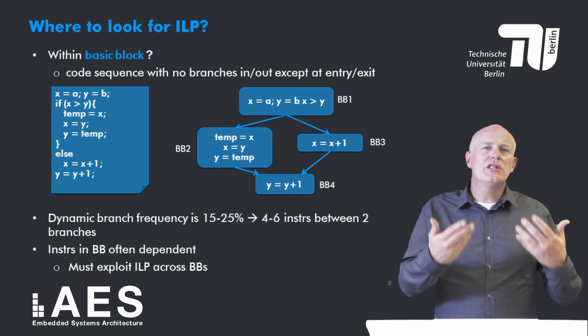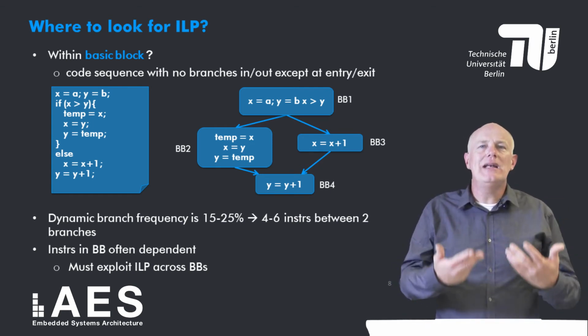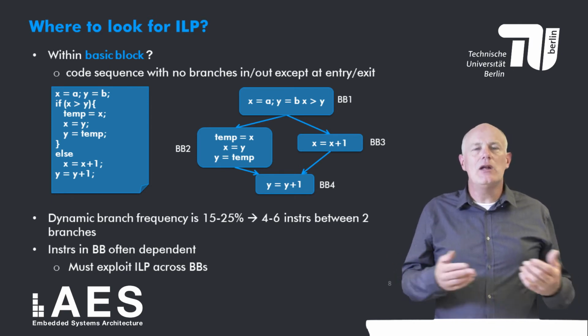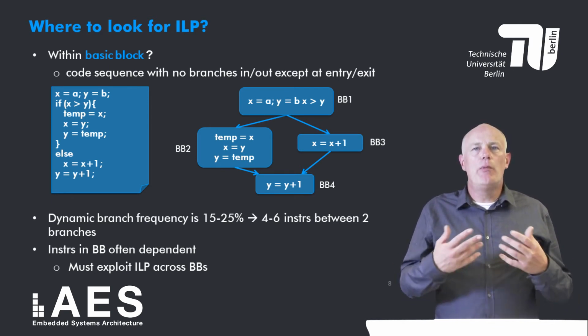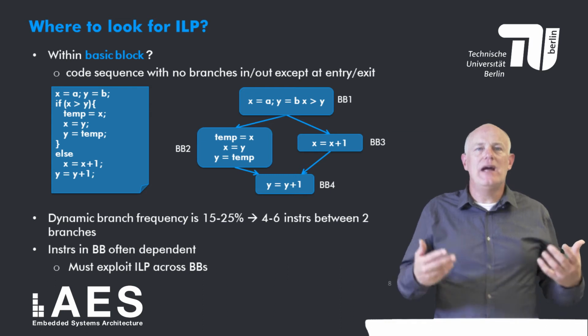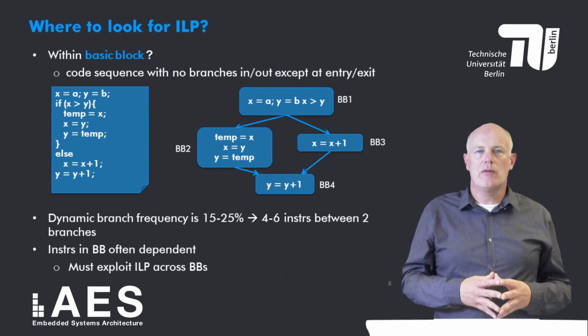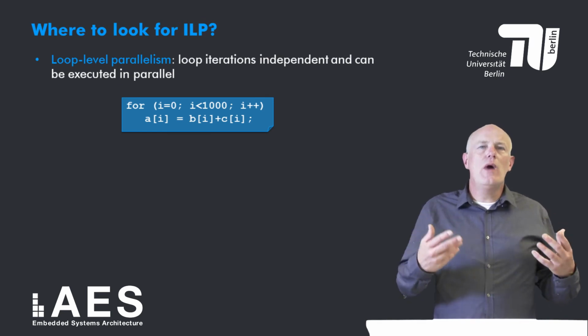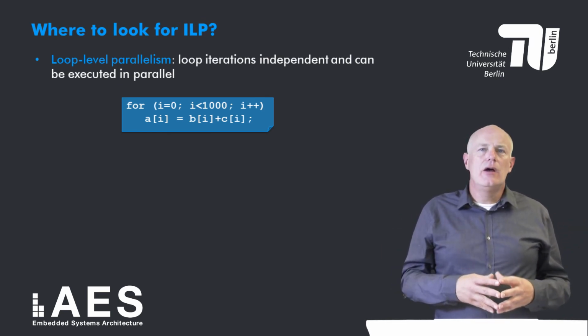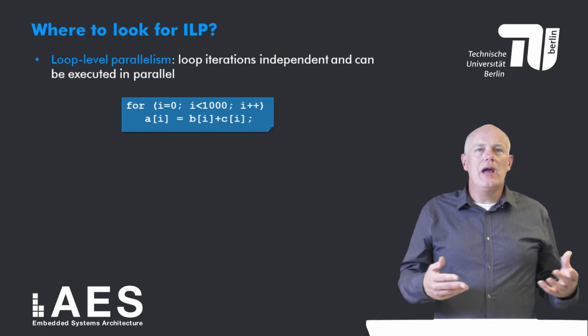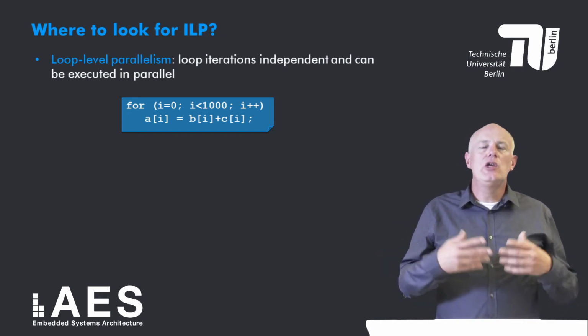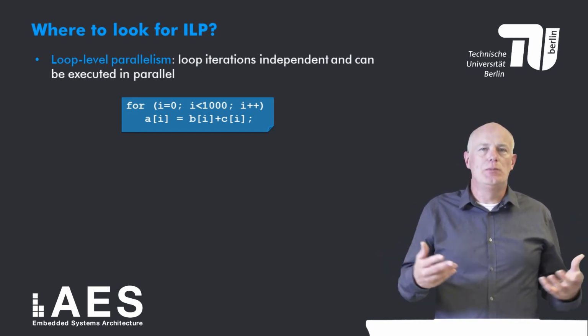Furthermore, instructions within a basic block often depend on each other, in which case they cannot be executed in parallel. Both facts imply that we must find and exploit instruction level parallelism across basic blocks. So where to look for ILP instead? Cores that exploit ILP, or simply ILP cores, usually find ILP in loops.